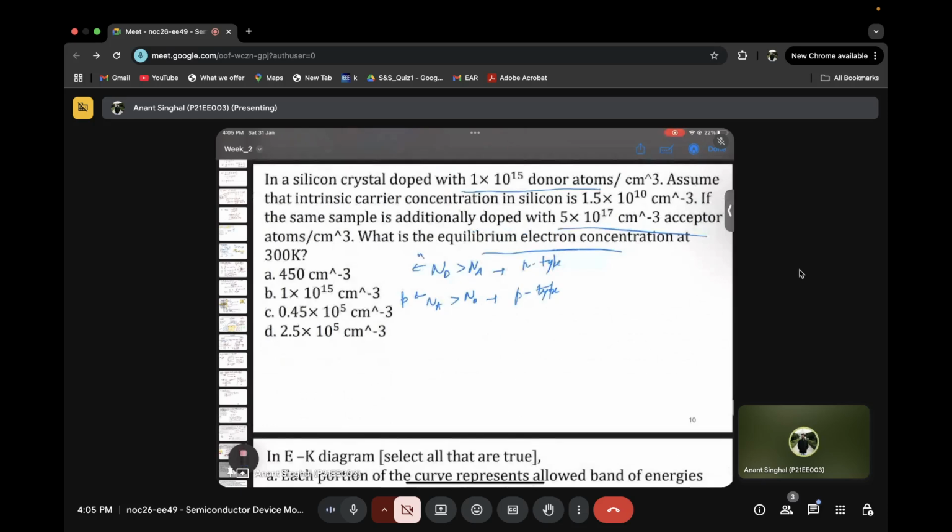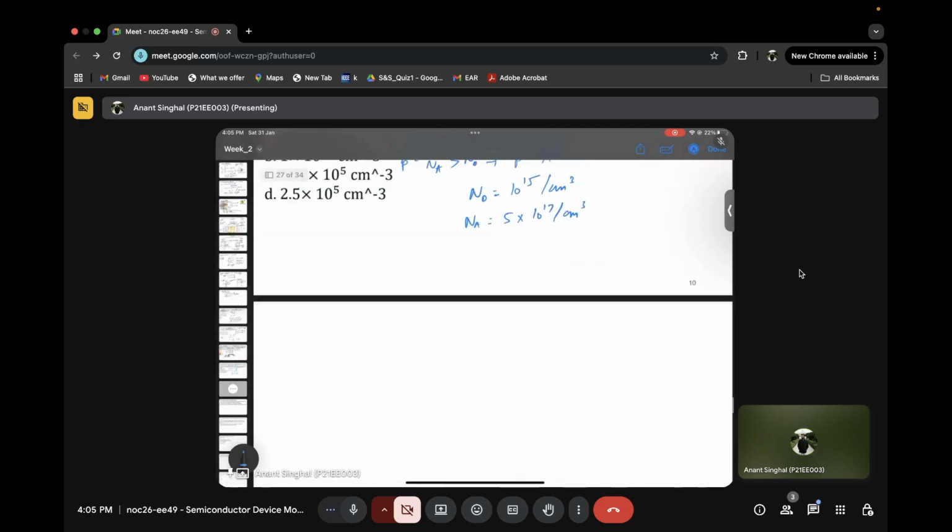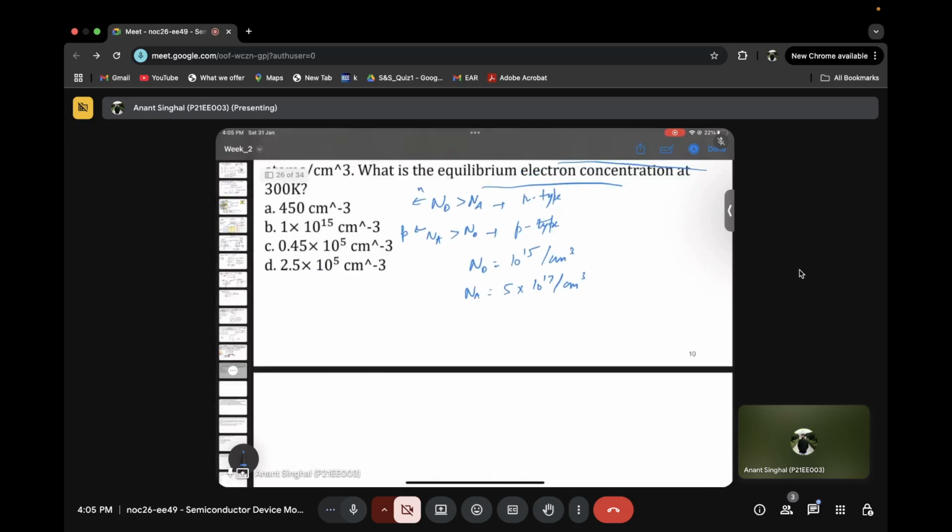Okay, so let me also try to do it side by side. So Nd we have 10 to the 15 per centimeter cube. Na we have 5 times 10 to the 17 per centimeter cube. So it is what kind of a semiconductor? Yeah, it is p-type, because Na is greater than Nd.